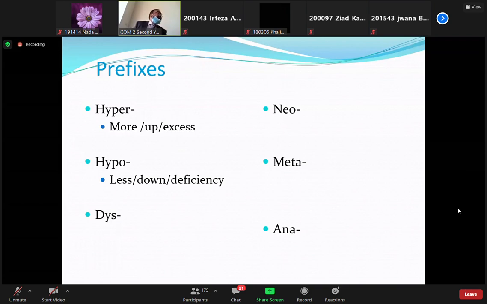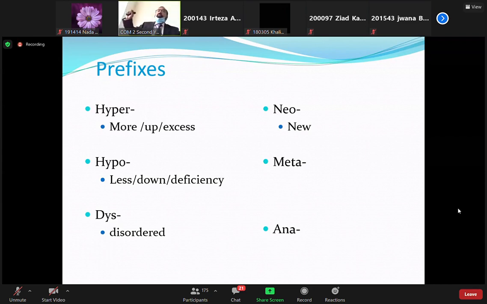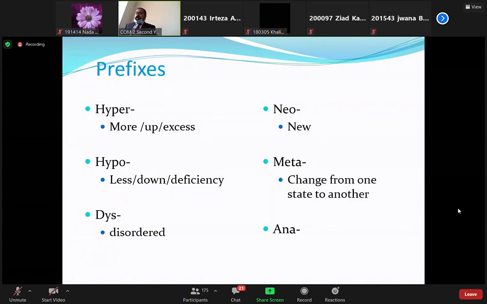Dis. Yes, very nice. It's disorder. It means, for example, dyslipidemia: an abnormal amount of lipid in the blood. This is the disorder. Neo means new. What is the other word we should attach? Neoplastic or neoplasia, right? New growth. Meta means change from one cell type to another. Any example?